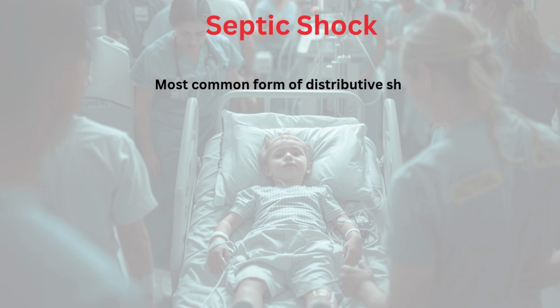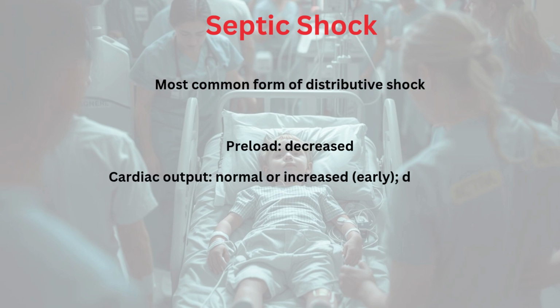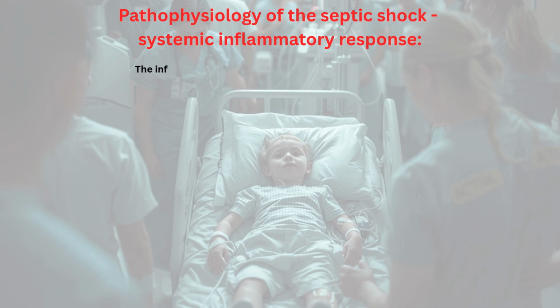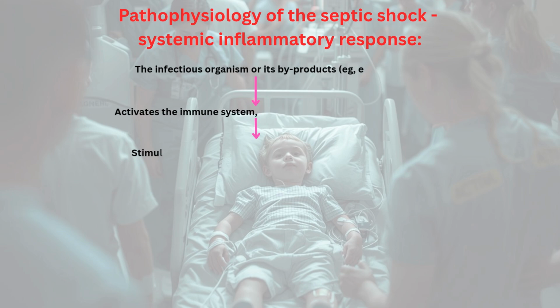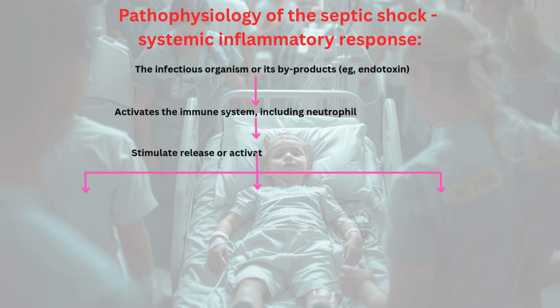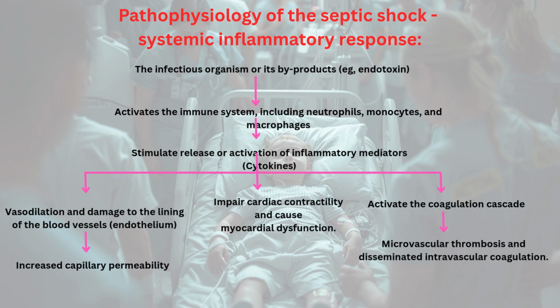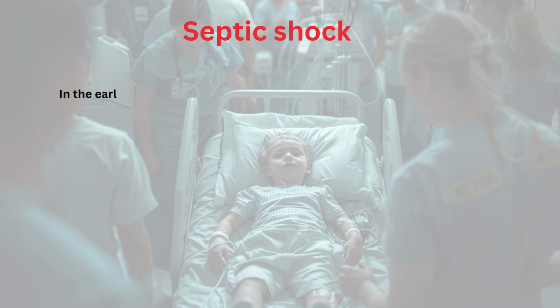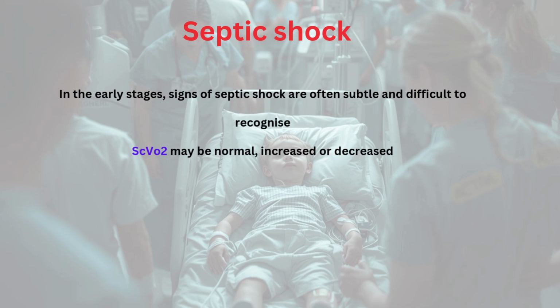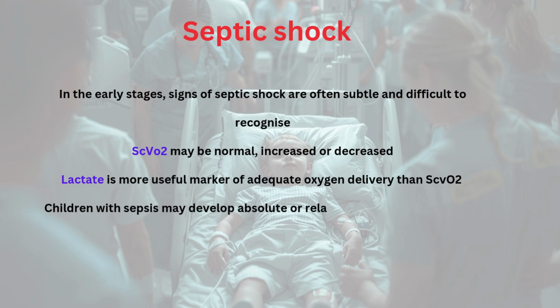Septic shock is the most common form of distributive shock and is characterized by decreased preload, variable cardiac output and afterload. The infectious organism activates the immune system, stimulating the release of inflammatory mediators like cytokines. This causes massive vasodilation, damage to the endothelium resulting in capillary leak, impaired cardiac contractility and activation of coagulation cascade. In early stages, signs can be subtle. Your ScvO2 may be normal, increased, or decreased, making serum lactate a highly useful marker of inadequate oxygen delivery. Keep in mind that children with sepsis may develop adrenal insufficiency.